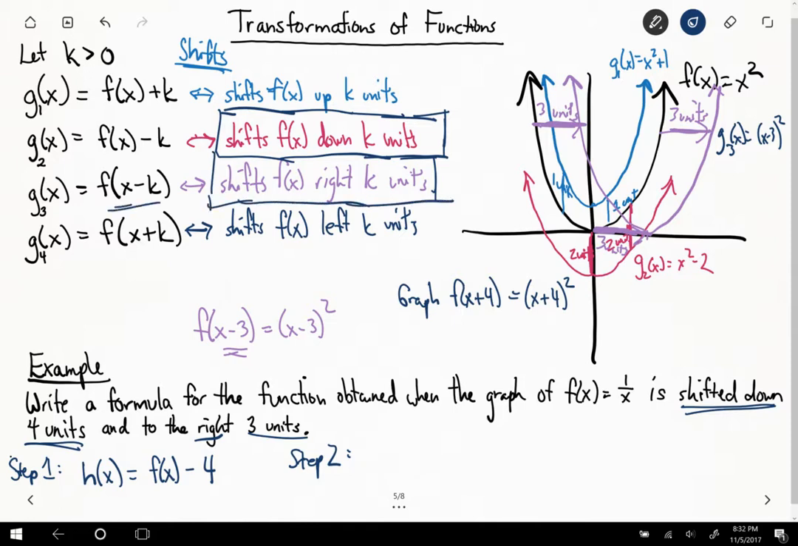Now we've replaced f though. f is now h essentially. h is our new graph. So the way to go about this is h of, well, we want x minus whatever the number is. So x minus 3. Okay. Well, h of x minus 3 is essentially f of x minus 3 minus 4.